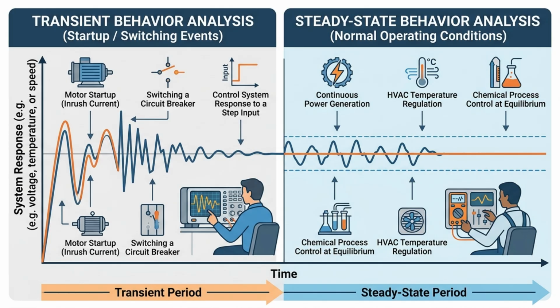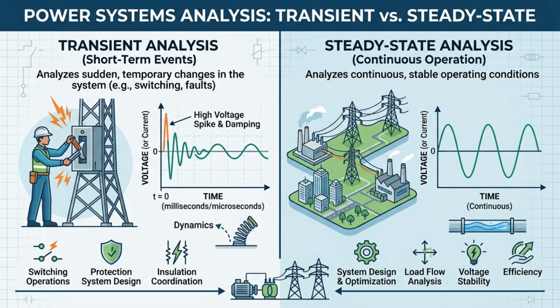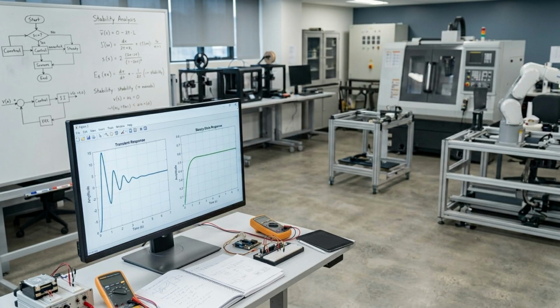Transient analysis is used when studying switching events, startup behavior, and signal changes, while steady-state analysis is used for normal operating conditions. Power systems rely heavily on transient analysis to ensure safe switching operations and prevent unwanted voltage spikes. Meanwhile, steady-state analysis is used to design circuits that operate reliably under normal conditions. Understanding both behaviors allows engineers to design systems that are stable, predictable, and efficient across all operating conditions.